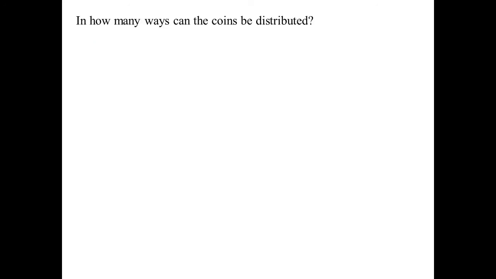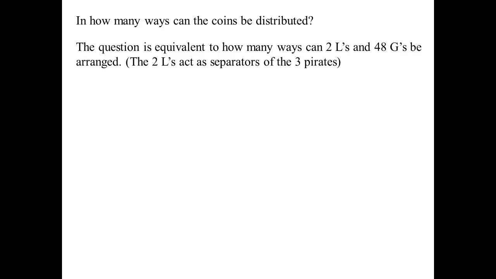So how many ways can these coins be distributed? Think of them as letters rather than coins, because it's no different to saying, how many ways could I arrange the letters, and there's 2 L's and 48 G's. It'd make a very strange word, but it is no different. We're just arranging these letters, L for lead, 48 for gold. So the L's, if you like, are these separators of the 3 pirates. It tells when the next one's going to start.